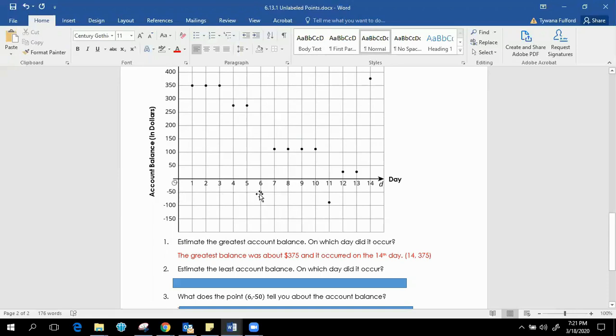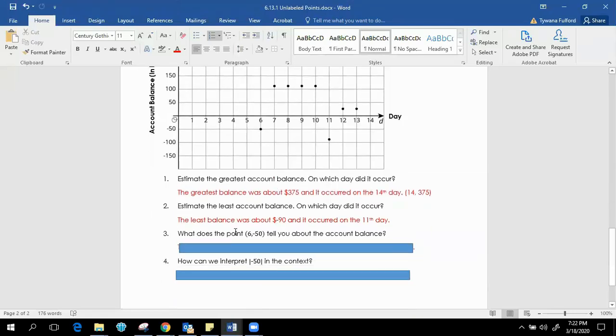All right, so that's under 0, so that's a negative 50. Oh, let me go here. This is the least amount. So that least amount, it's not about 75. I'll say probably about negative $80, something around there. I'm just going to estimate here. Or $90. So the least balance was about negative $90, and it occurred on the 11th day. So when we're looking at the coordinate plane, we can't forget to not only look at the y values in the first quadrant, we have to look in all of the quadrants in order to determine what was the least value.